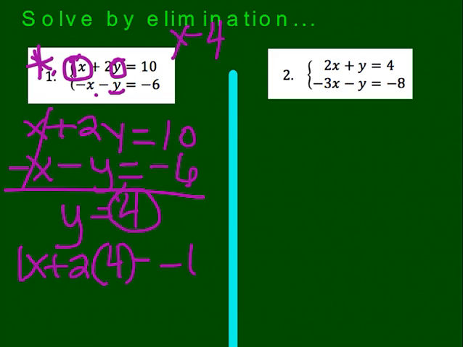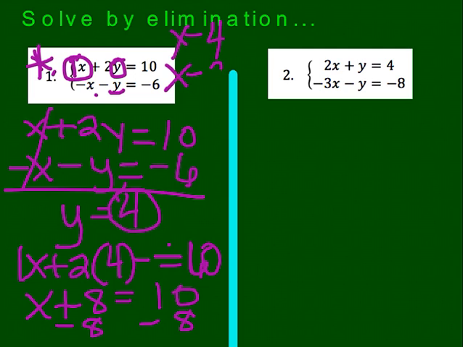Then I get x plus 8, if I could add, this would be a great day, is equal to a positive 10. Okay, this should have been a 10. Now I'm going to subtract 8 over to the other side. Well, 10 minus 8 is going to be 2. So here I get that x is equal to 2.